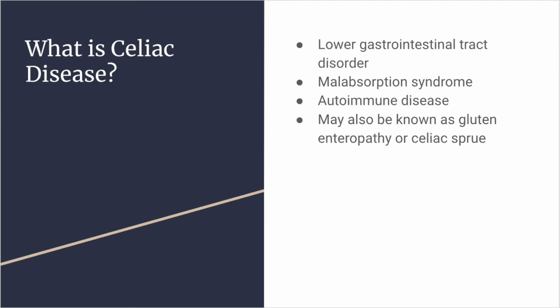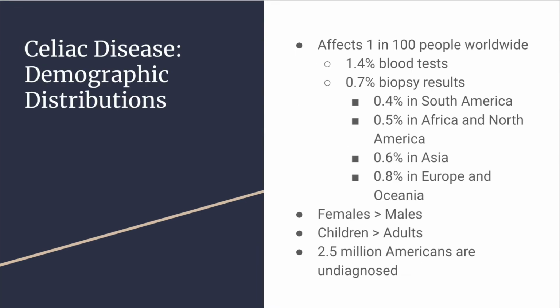Celiac disease is a lower gastrointestinal tract disorder or malabsorption syndrome and autoimmune disease affecting genetically predisposed people. The disease causes damage to the villi of the small intestine, the main location of nutrient absorption, upon consumption of gluten. Gluten is a constituent of certain grains, including wheat, barley, and rye. It is estimated that 1 in 100 people worldwide have celiac disease.